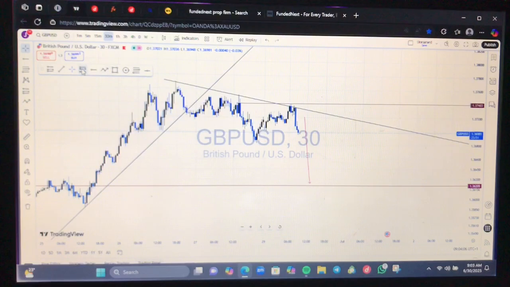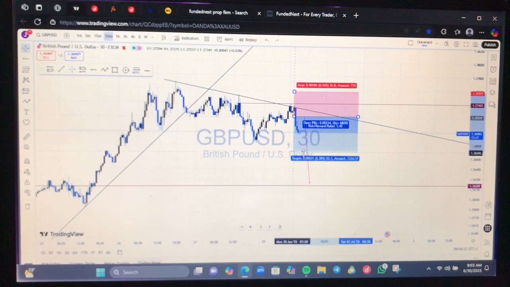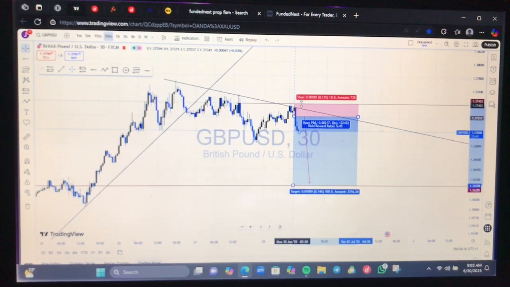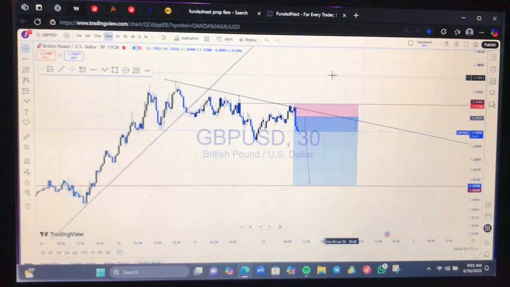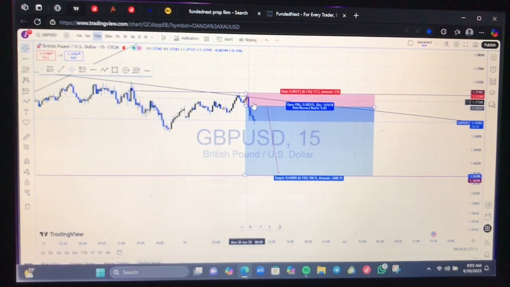So I was supposed to take my sell entry immediately after the break of this particular neckline here. My TP will be around here, my SL will be above that zone, which is about 17 pips. Let's see what the 15 minutes is saying, which is my entry point. You can see, immediately after the close of this candle here, I was supposed to have taken my entry and then put my SL above.